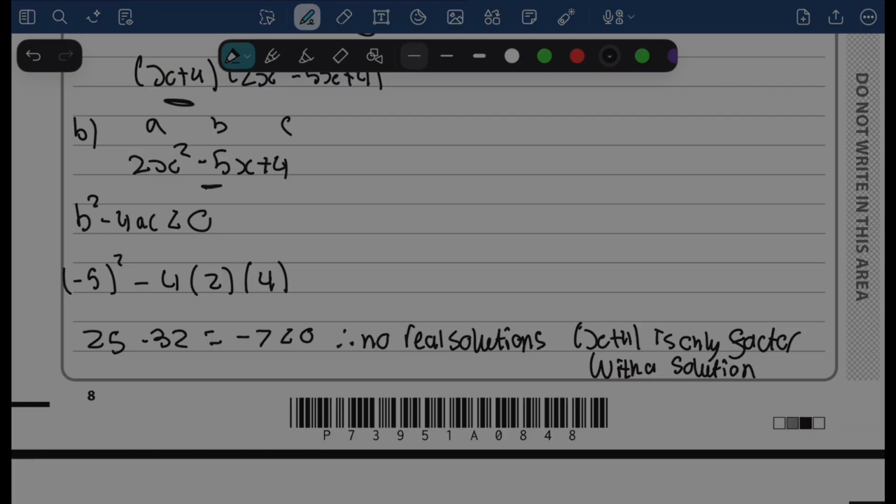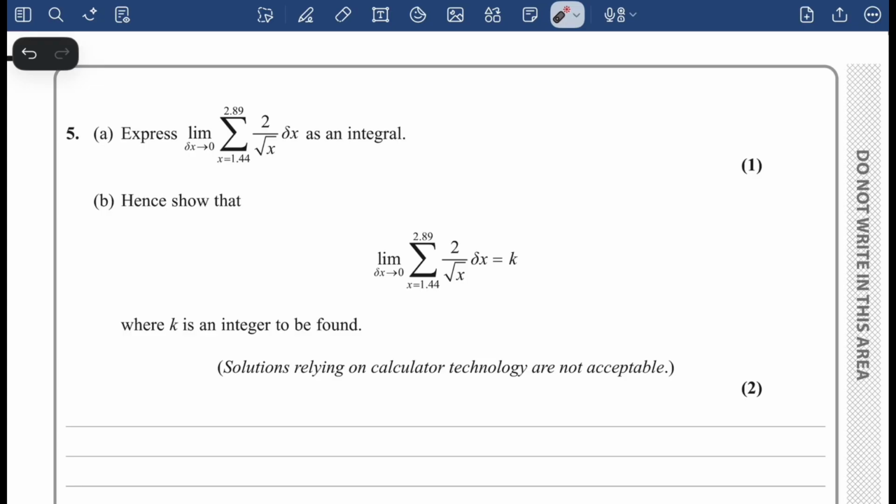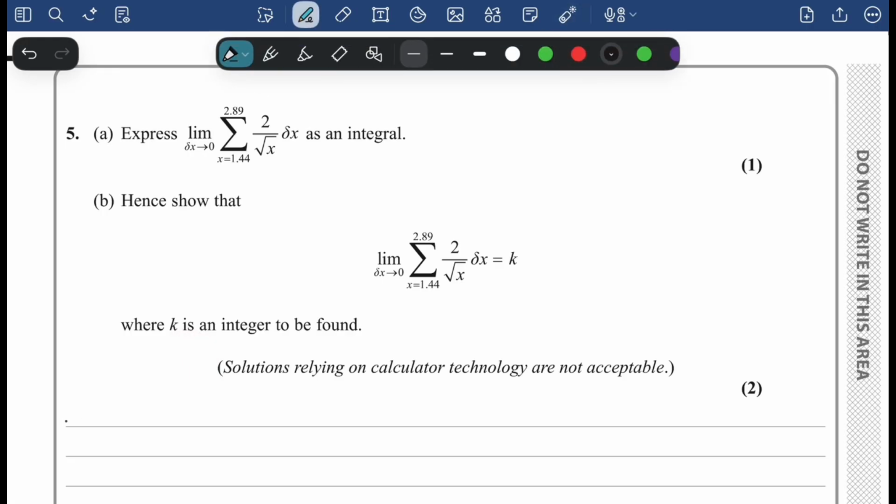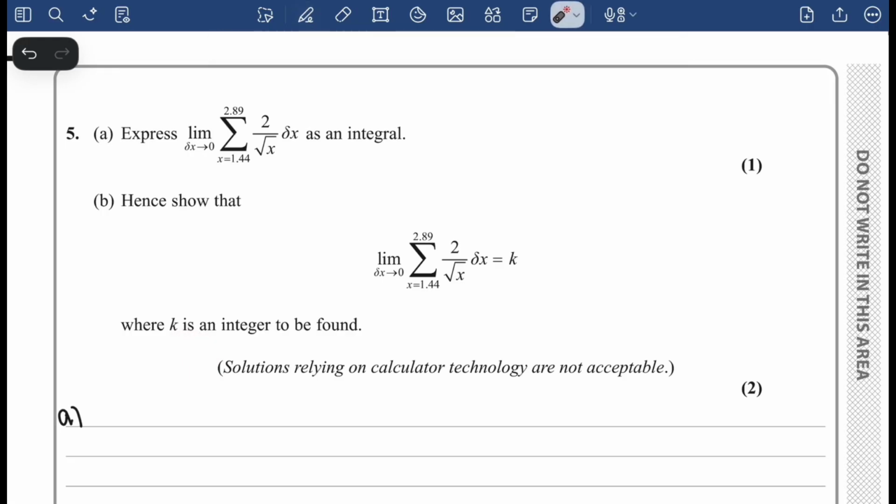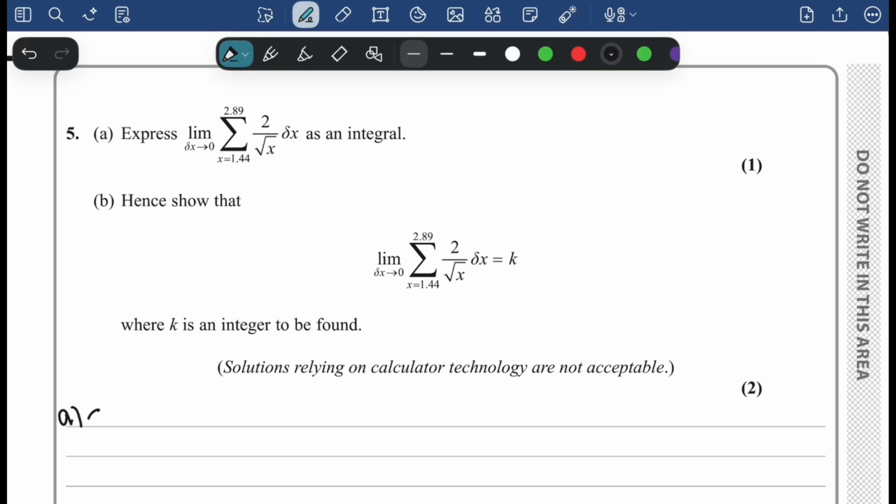Simple. Okay, a nice little 3 marker here where we're going to express a limit as an integral and then show that a equals k, right? So when we look at this limit, it can look very intimidating, right? But we're basically just saying the summation of all the inputs between x is 1.44 and 2.89 for this function here will give us the area under the curve, essentially, right? So how else do we know that? Well, we know that by integration, right?